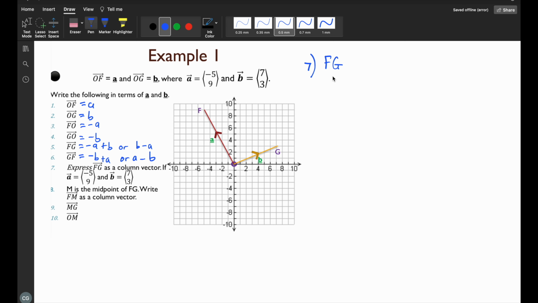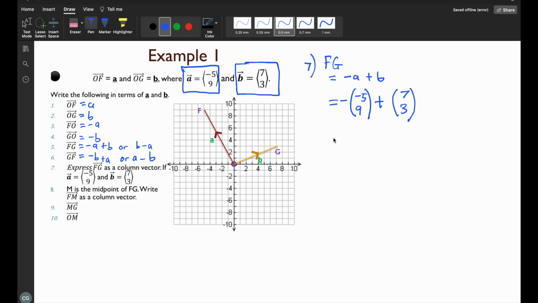So we know that FG is also represented by minus A plus B. Okay, so what we would do is, we know what A is, which is this. So F to G being minus A plus B, we could say minus open brackets, because we're going to put this here, -5, 9. Then we're going to add to that whatever B is. So B is 7, 3. Now, because this says minus 5, remember the negative and the negative. So this is like having negative 1 here.